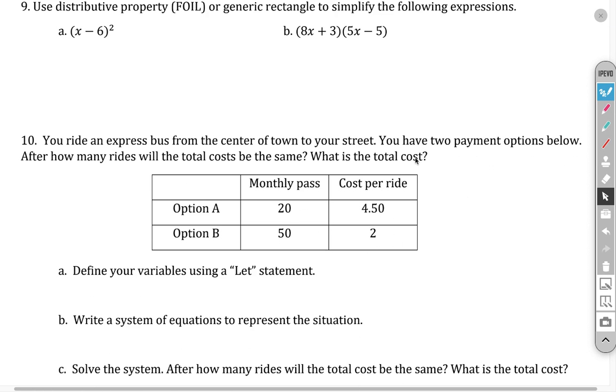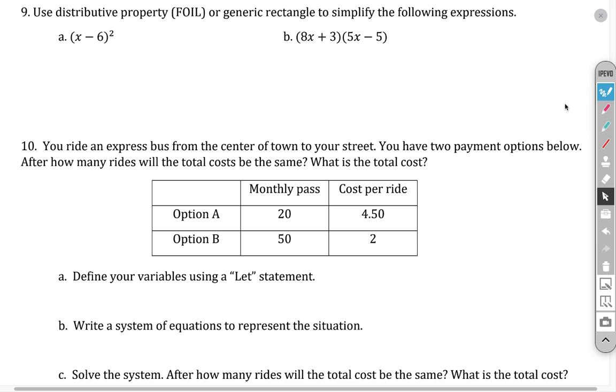All right, number 9 says to use the distributive property, FOIL, or a generic rectangle to simplify the following expressions. So we have x minus 6 squared, which means we've got x minus 6 times x minus 6. And I'll do this one using FOIL, and I'll do this one using a rectangle.